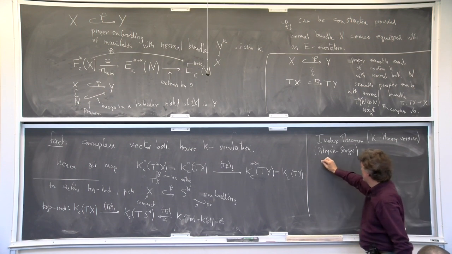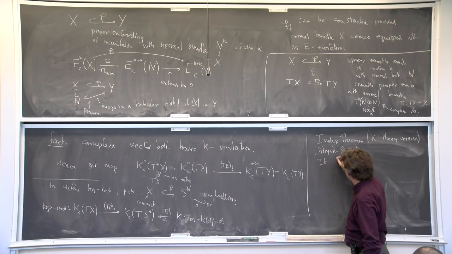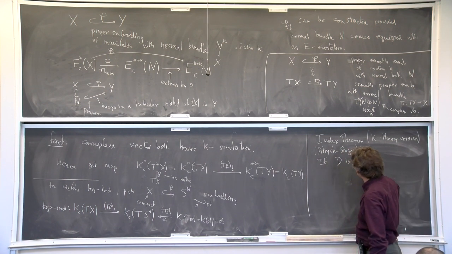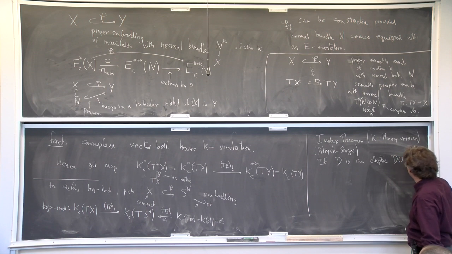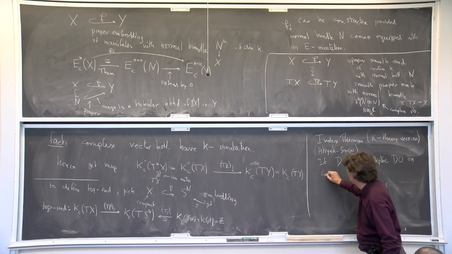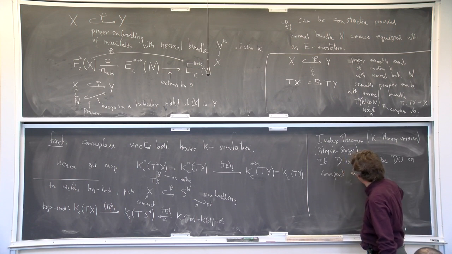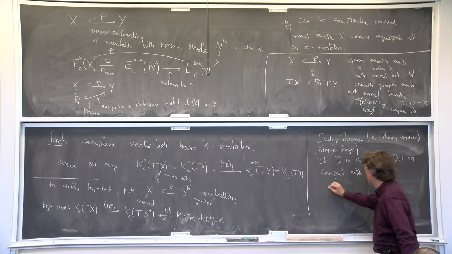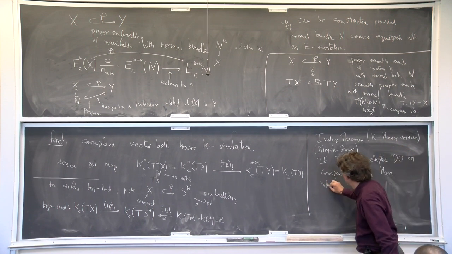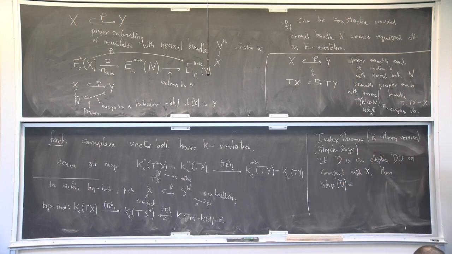And it just says that if D is an elliptic differential operator on a compact manifold X, then the index of D can actually be calculated in this topological way.